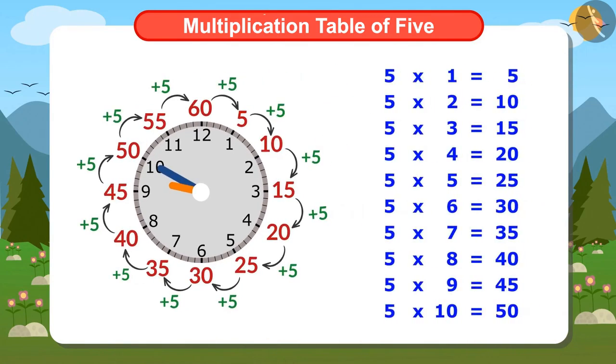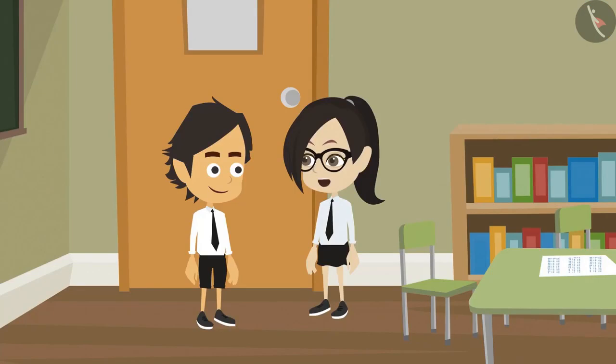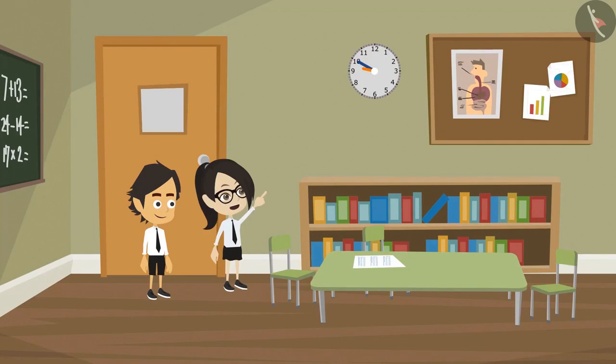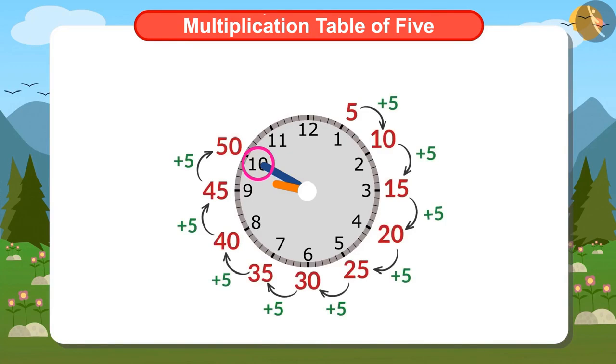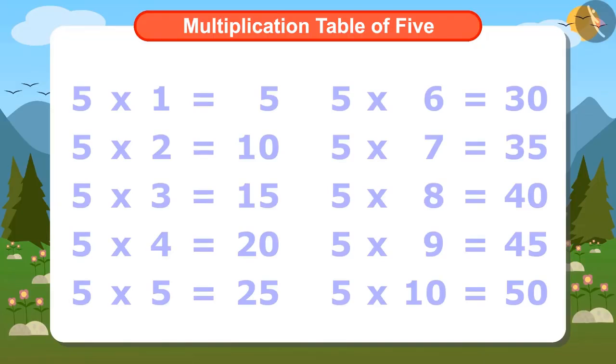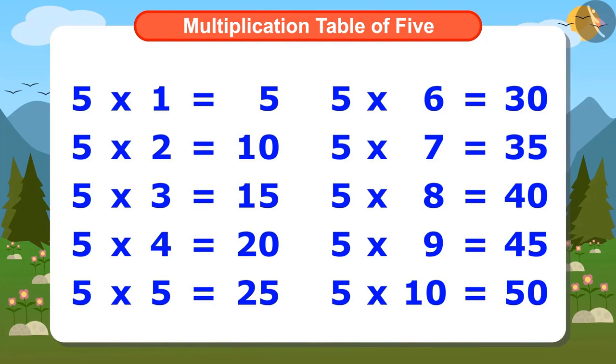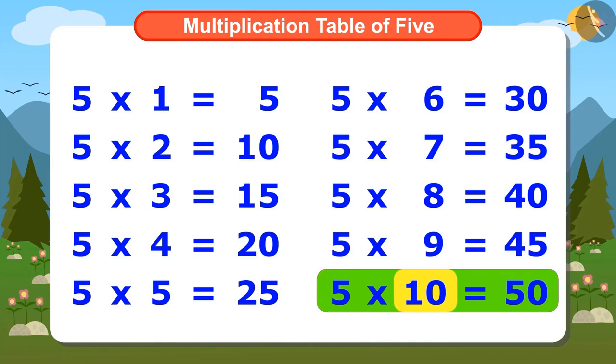And the difference between the numbers in the multiplication table of 5 is also 5. If it is so easy, why don't you tell how many minutes is it showing in the clock? Look, the minute hand on the 10 right now, this means it is 50 minutes. How? Look at the multiplication table of 5. 5 times 10 is 50. In the multiplication table of 5, 5 multiplied by 10 is 50.